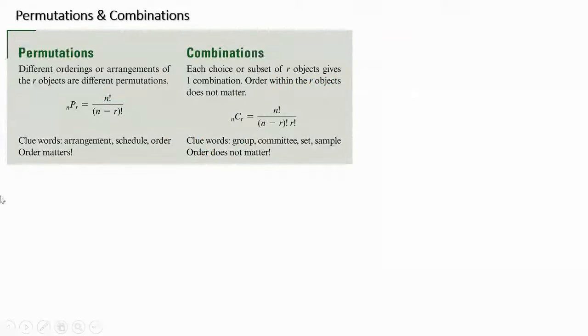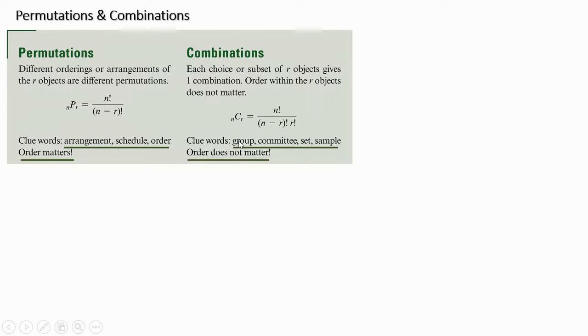Okay, now, to sum up permutations and combinations. Different orderings of an arrangement of the art objects are different permutations, right? Here are the clues when it's going to be a permutation: arrangement, schedule, order, or order matters. These are the key words for permutation. The key words for combination: group, committee, set, sample. Order does not matter. These are all clue words for combinations.